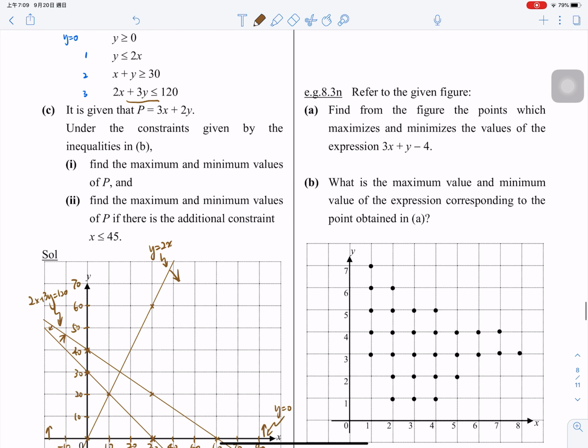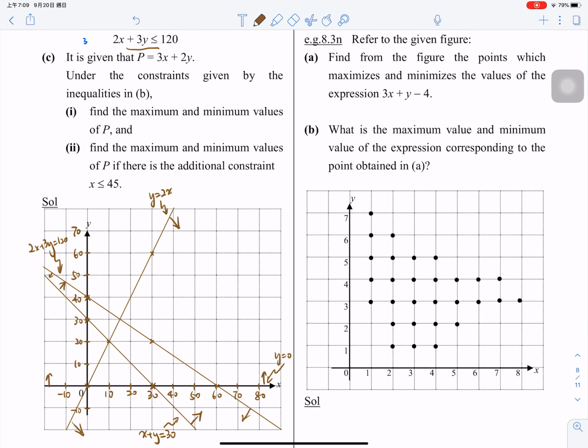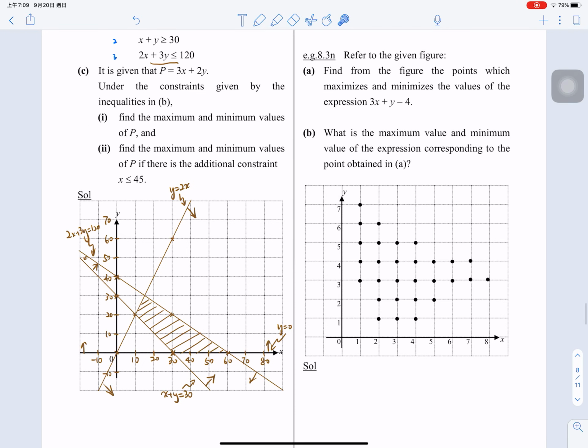and including y greater than 0, then where is the shaded region? Yeah, great. This part, okay? Maybe I shade it properly. Okay, shade it like this. Okay, so this is the feasible region. The region satisfying all the inequalities in part B. Right, great. Let's have a look at part C.